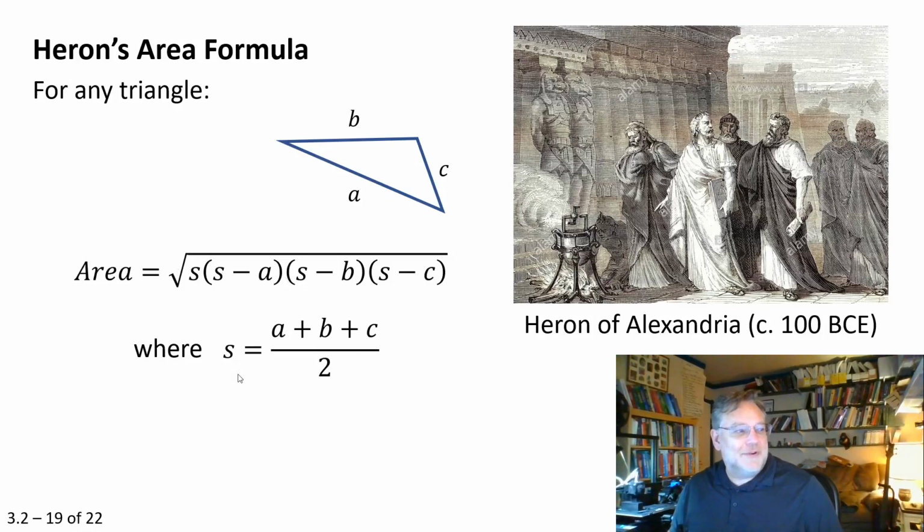It's a very, very interesting formula where you calculate this thing called S, which is almost like the average of all three sides, except that you're not dividing by 3, you're dividing by 2. You add all three sides together, divide by 2, and you get this value S. And the area of the triangle, as it turns out, is the square root of S times (S minus A) times (S minus B) times (S minus C). This is Heron's formula for finding the area of a triangle.